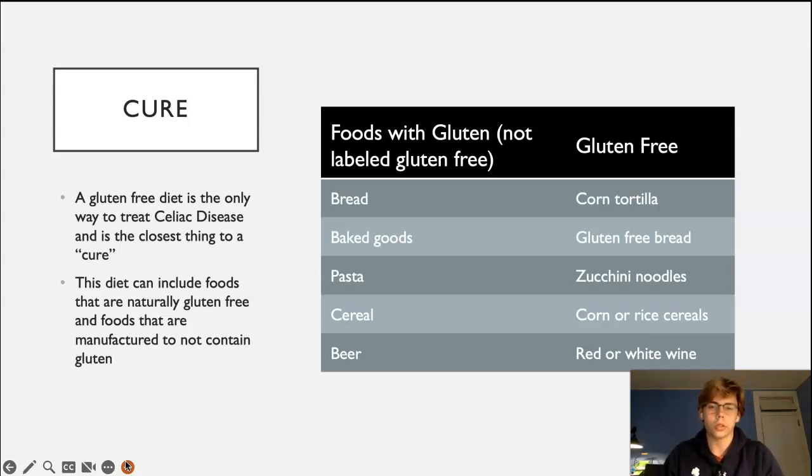This chart is going to talk about some common things that have gluten in them. That's pretty much any bread you can think of, any sort of baked goods. So that's cookies, cake, pastries, donuts, anything like that. Pasta, cereal, beer. There's a lot of fruits and vegetables. These are things that a person with celiac disease is going to have to look at the nutrition label and find out themselves.